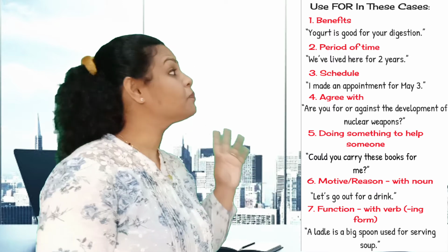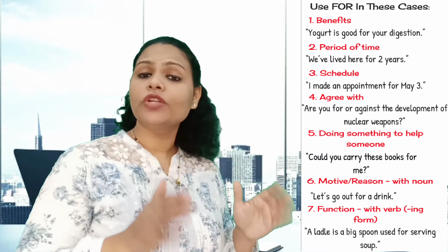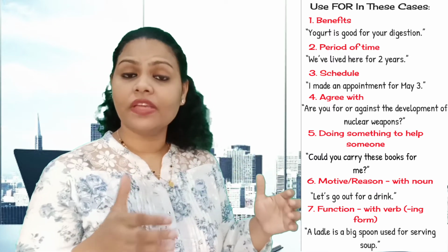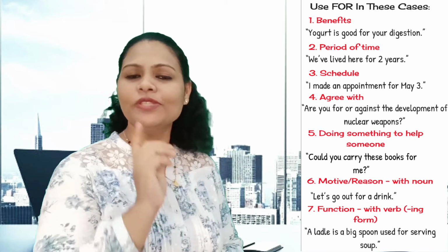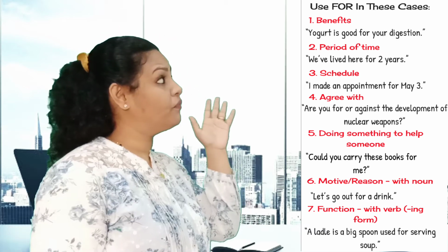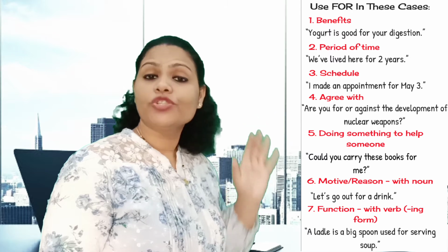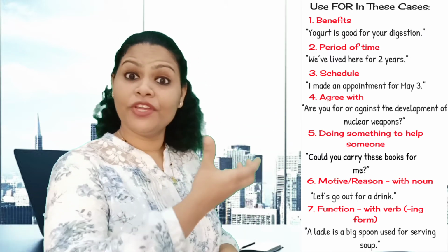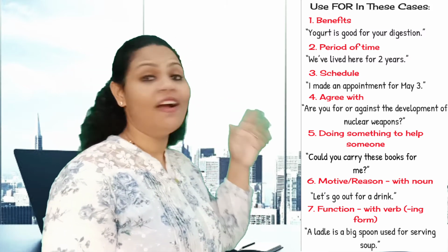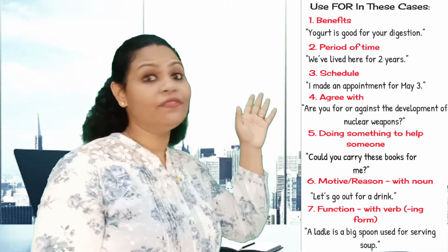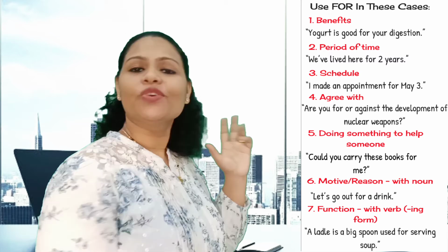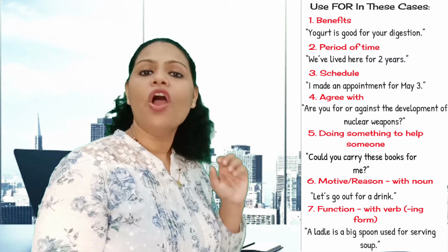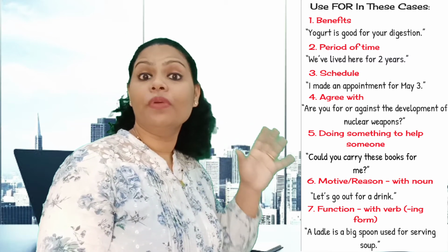Now the next point is period of time. When you want to explain a particular time span, a period, you can use the preposition for. For example, we have lived here for 2 years. So we are explaining a particular period of time, and we have used for. We can use the preposition for explaining a period of time.